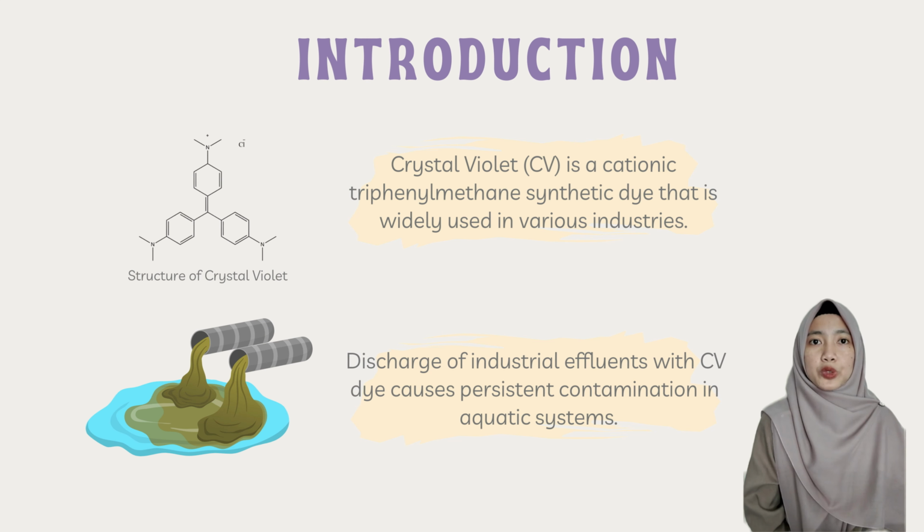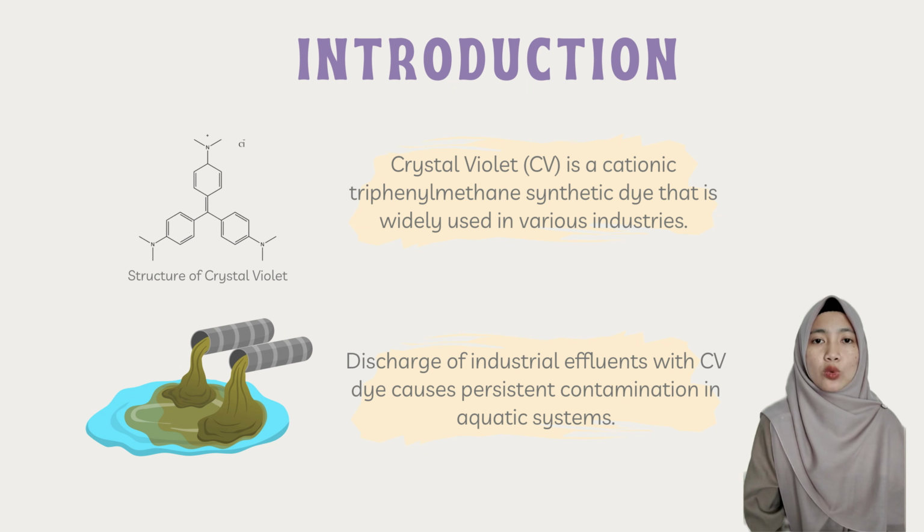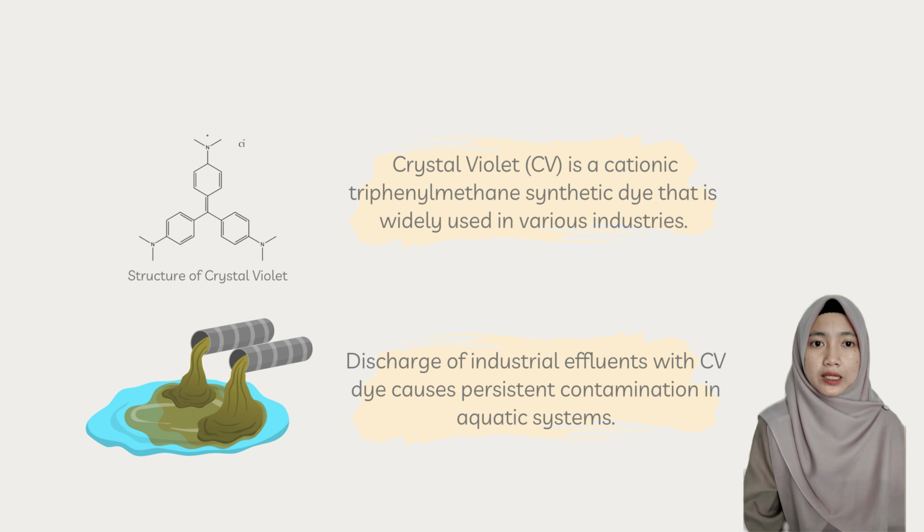Let's start with the problem we wanted to solve. This is the structure of crystal violet, a bright synthetic dye widely used in textile, printing, and laboratory work. It looks harmless, but when released into rivers and lakes, it doesn't break down easily. It is toxic to aquatic life and potentially harmful to humans. The challenge? Getting it out of wastewater effectively and affordably.